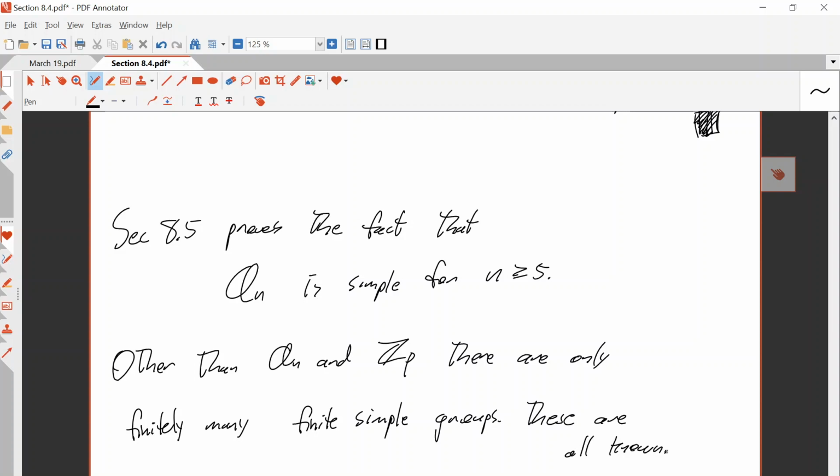So simple groups are a topic of considerable interest when you're working with finite groups. Essentially, they form sort of a basis for building all other finite groups. When you're talking about infinite groups, well, that's a different story. So that's the final theorem in section 8.4.